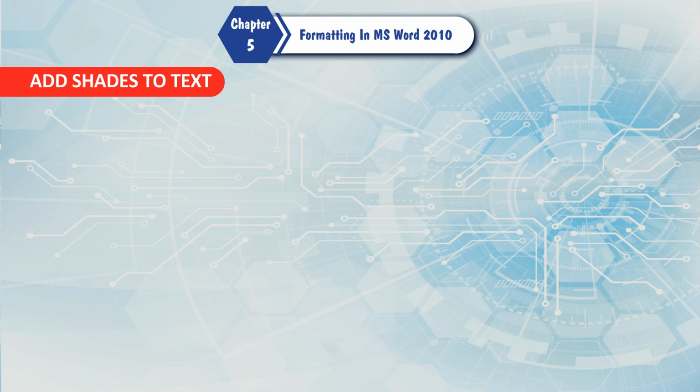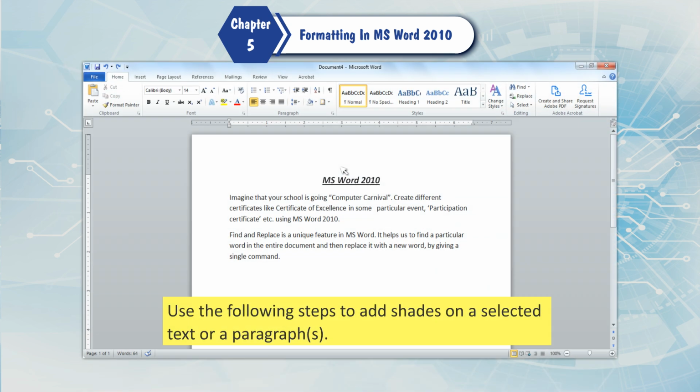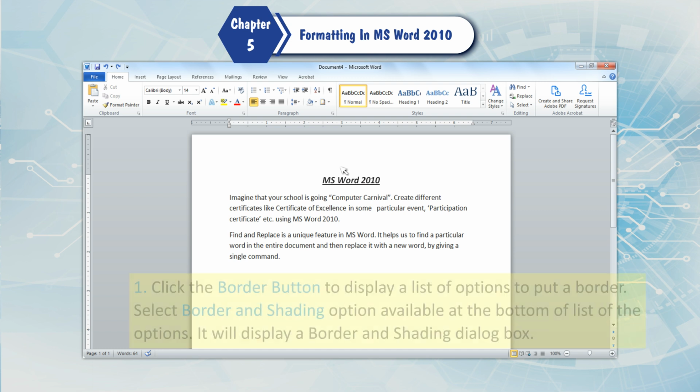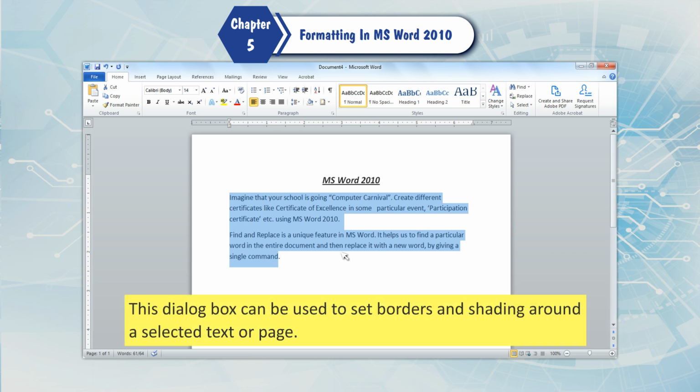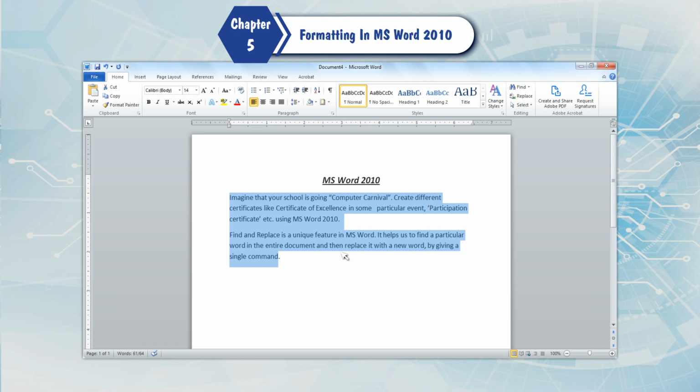Add shades to text. Use the following steps to add shades on a selected text or a paragraph. Click the border button to display a list of options to put a border. Select the border and shading option available at the bottom of the list of options. It will display a border and shading dialog box. This dialog box can be used to set borders and shading around a selected text or page.